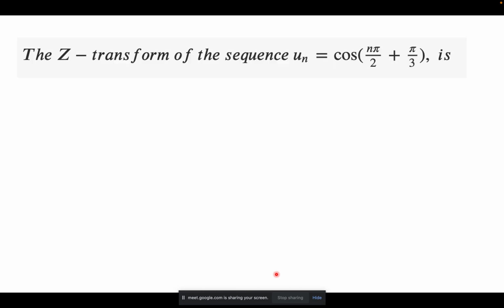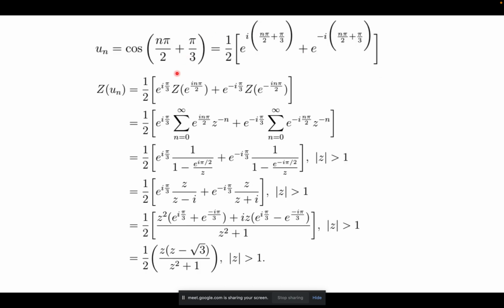So the next problem is again the same: some sequence is given to you, which is cos of n pi by 2 plus pi by 3, and you need to calculate the z transform of this sequence. Again you need to use the same properties. First you need to express it using Euler's identity. It's really easy to express cos in terms of exponentials by using Euler's identity. And then you need to use the formula of the z transform. Again I am skipping this part. So here you can write e power iota pi by 3 outside, and then again write the summation n from 0 to infinity of e power iota n pi by 2 times z power minus n, and same business here.